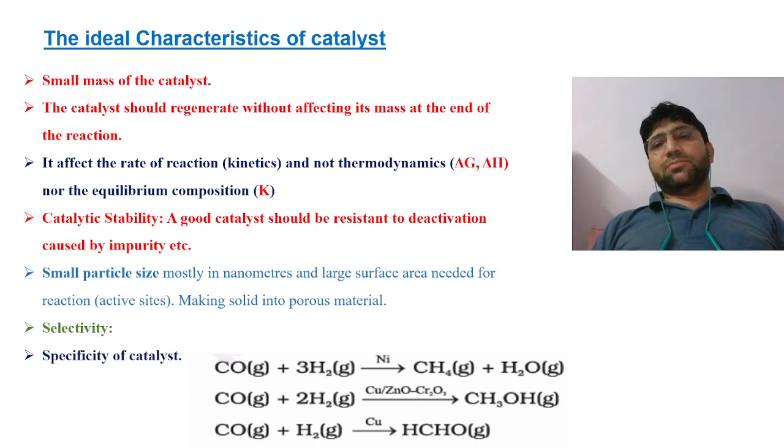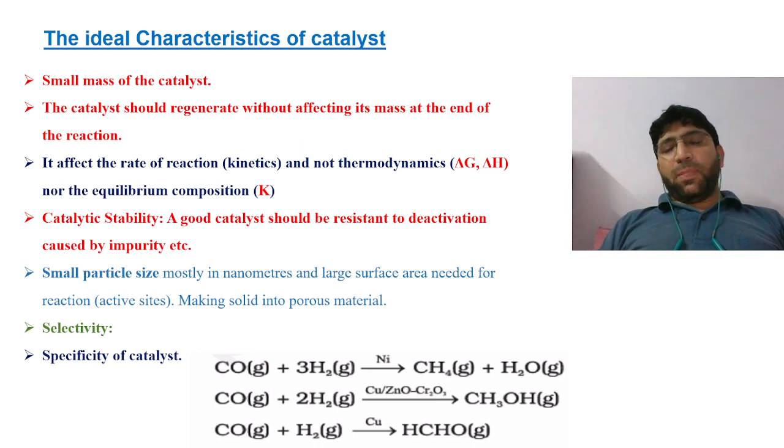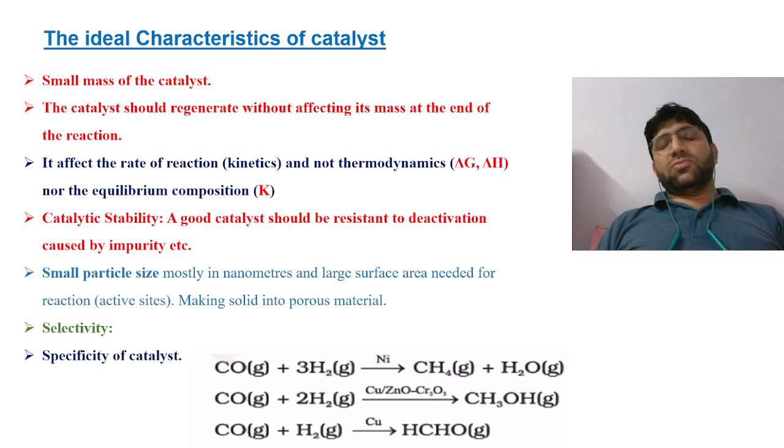So let us first discuss some important characteristics of a catalyst. How should a catalyst be, which conditions should a catalyst satisfy, then it will be a good catalyst. Here are some points that we will discuss. First, the mass of the catalyst used in a chemical reaction should be very small. Number two, the catalyst should regenerate at the end of the reaction without its mass getting affected.